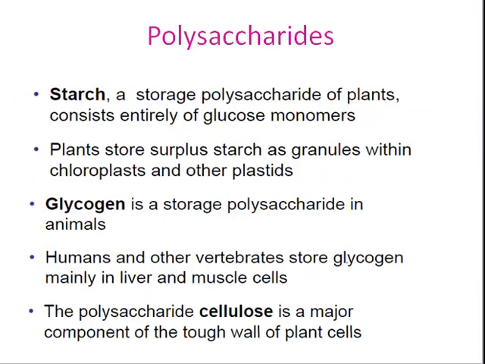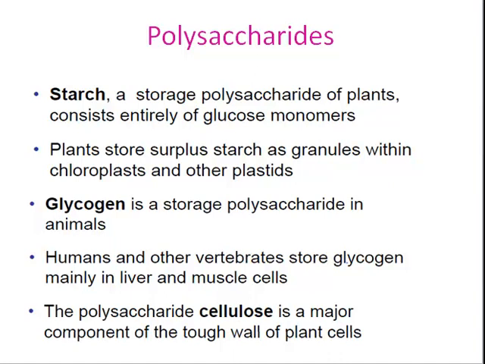Polysaccharides. These are really important in biology, and we're going to learn why. Starch is a storage polysaccharide of plants, and it consists entirely of glucose monomers. So potatoes contain a lot of starch, and they hold a lot of energy for our cells. When you eat the potato, your body is able to break it down and deliver the energy in the form of those glucose monomers. Plants store surplus starch as granules within their chloroplasts and other plastids. So inside the plant, they actually store this extra polysaccharide material.